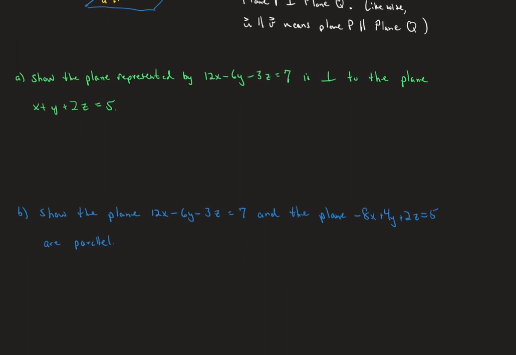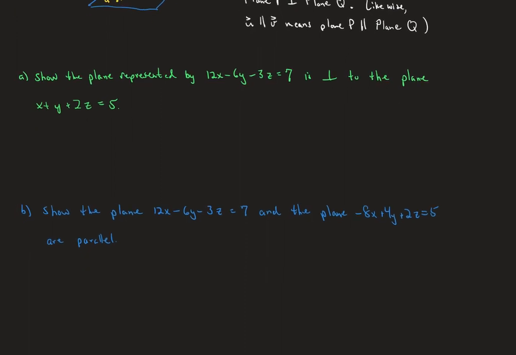We're going to show that these two planes are perpendicular to each other. So we can show that by showing their normal vectors are perpendicular. So the normal vector to this plane is going to be 12, negative 6, negative 3. And the normal vector to the second plane is going to be 1, 1, 2. So I'll call that v. So if we can show that u is perpendicular to v, then we can conclude that those planes are perpendicular.